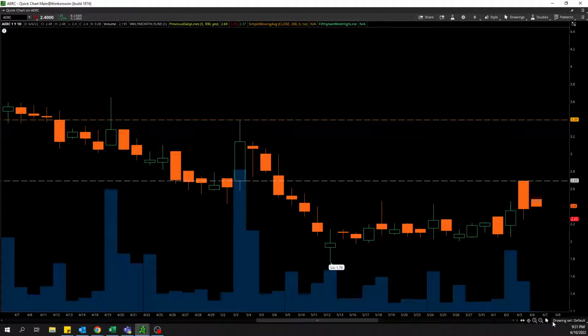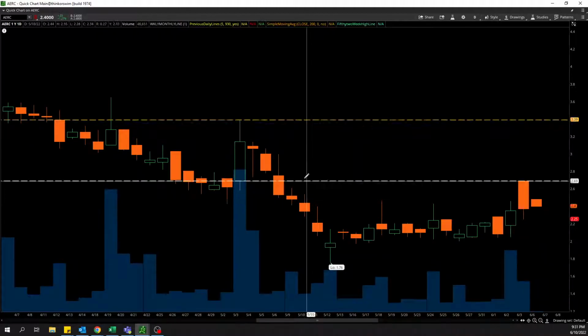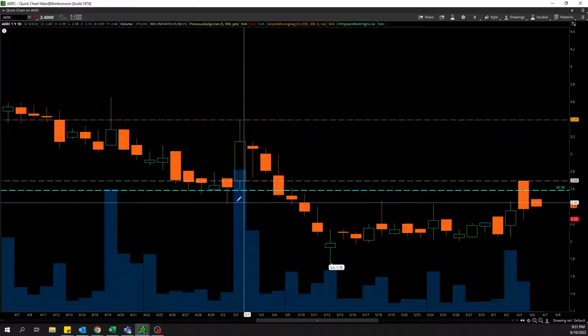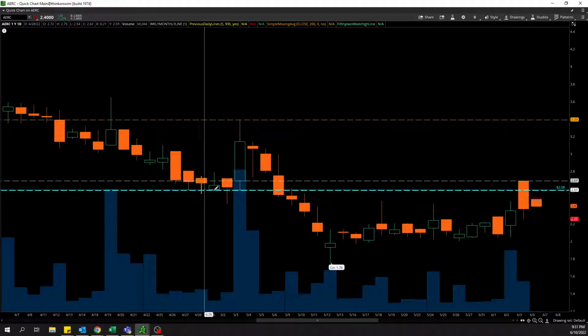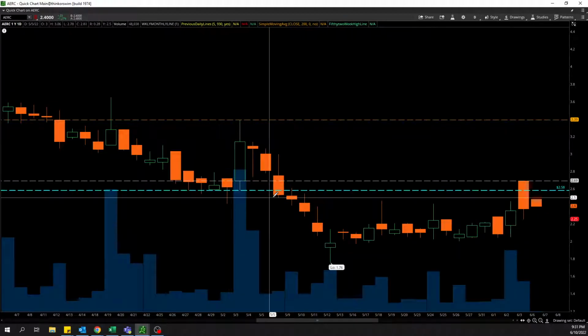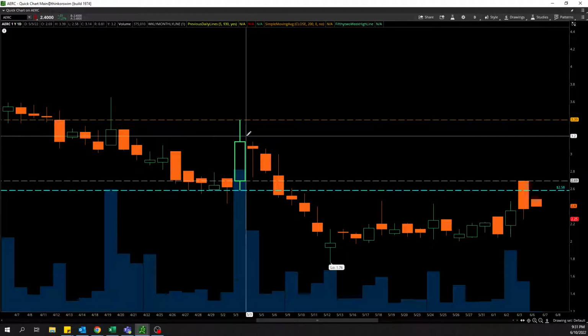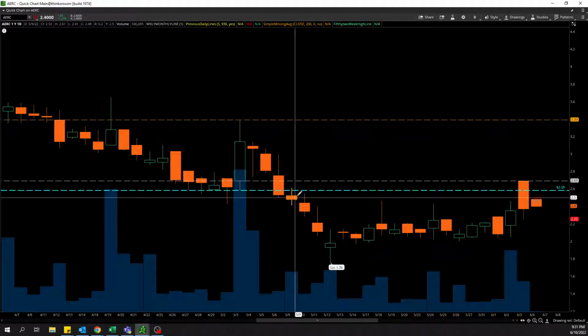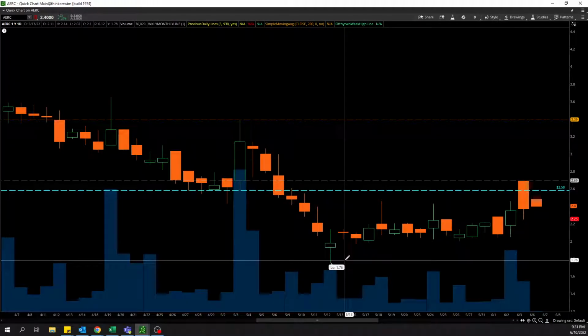So when you see a bunch of rejections, especially on a high volume day, you have to look at the areas. So this was an area right here. It popped out, and then it respected the resistance. So this was support on this side, this was resistance, and it pulled away.